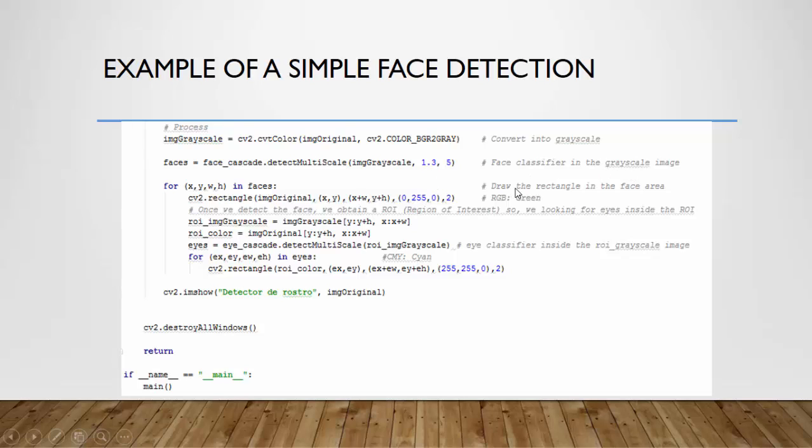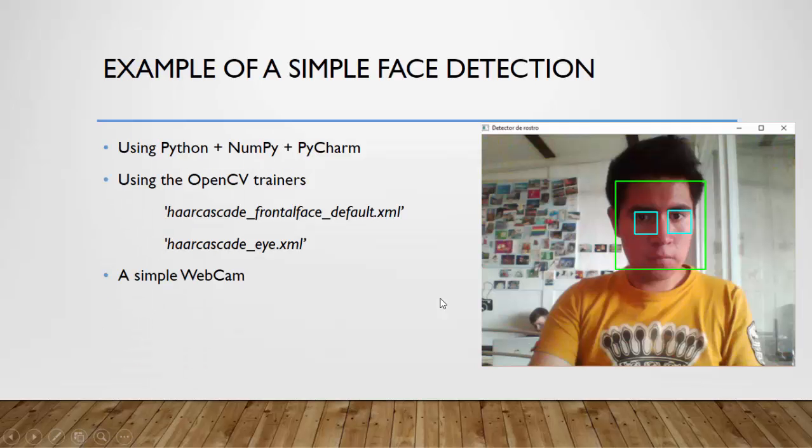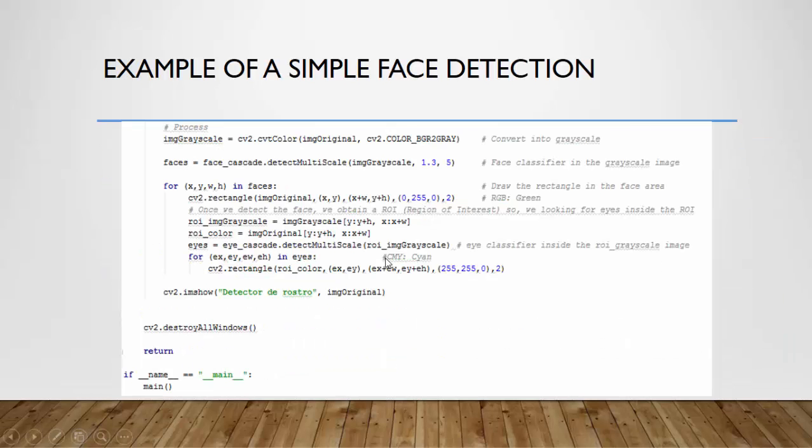So we will draw the rectangle, and this color will be green. Once we detect the face, we obtain a ROI, or region of interest. So we're looking for eyes inside this ROI. For the eyes, we apply the eye classifier inside the ROI grayscale image. We will use a cyan rectangle, and this cyan rectangle is that. So these two rectangles are drawn.